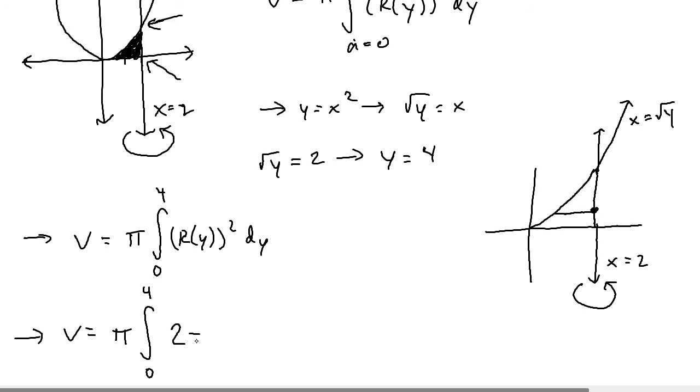So whenever we're rotating around something other than the x or y axis, we're always going to have to put the axis of rotation, so in this case x equals 2, minus the function. So minus the function, which is equal to the square root of y. So I'll put 2 minus the square root of y, and we're going to take that squared, because r of y is squared, dy. And this is what you plug into your calculator to find the final volume.